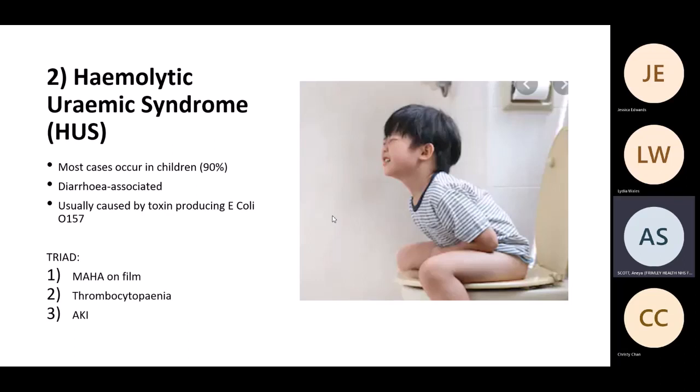So they get MAHA on the blood film, so you can see those schistocytes. They get thrombocytopenia, and they get an AKI. And it's quite severe. In about half the cases, the AKI requires dialysis, and the anemia as well is significant enough that you can notice that they're pale. I don't know the exact numbers that the anemia causes, but it's significant enough for them to be symptomatic with their anemia. So it's quite a nasty one.